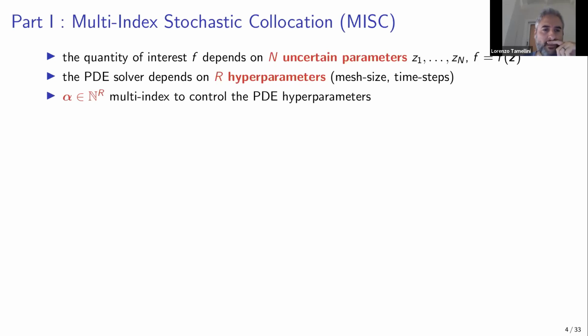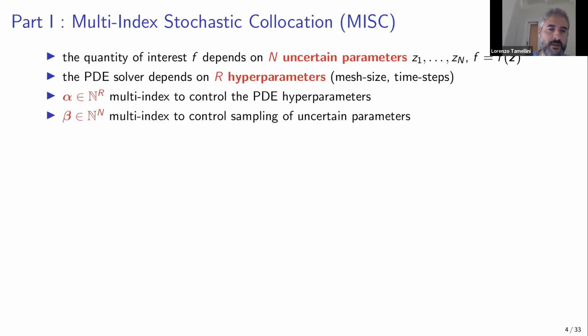Now, let me introduce 2 multi-indices. The first multi-index is alpha. It's a multi-index with R components and prescribes the values of the hyperparameters. So alpha 1, 2, 3 means, for instance, that we have 3 different mesh sizes, and we select the mesh size given the value of alpha. The same goes for beta. Beta instead is a multi-index in n components. So there are n integer numbers, and these n numbers control how we sample the space of uncertain parameters. I'm going to give you an example in a second.